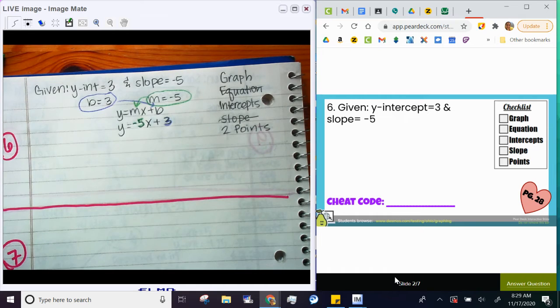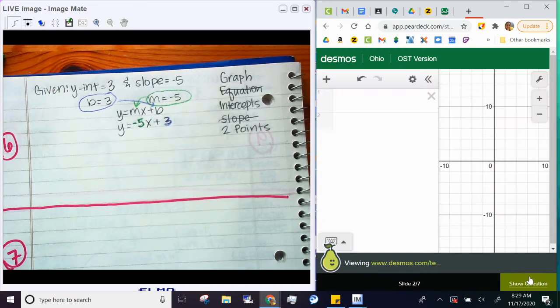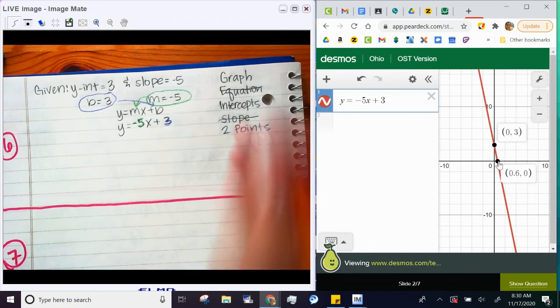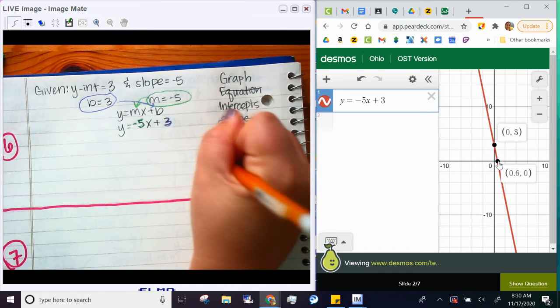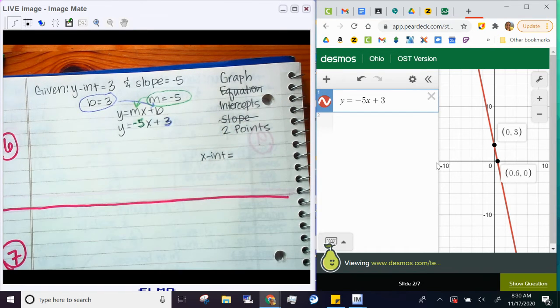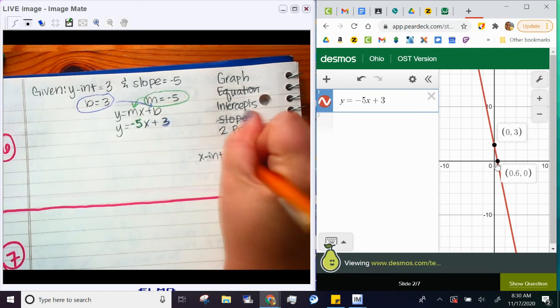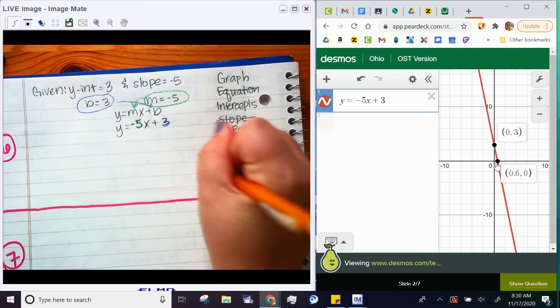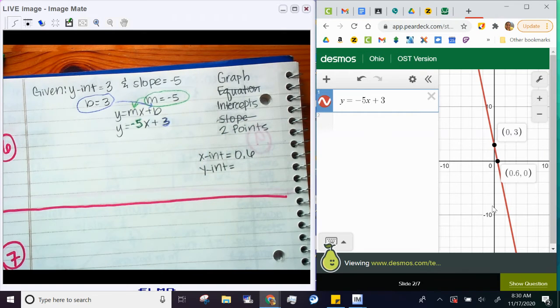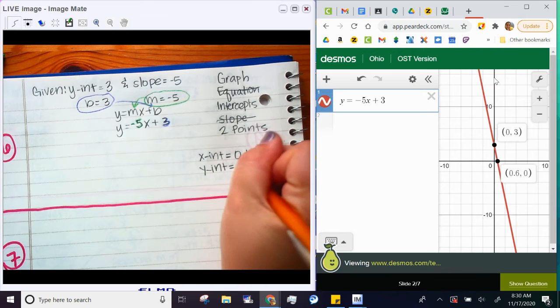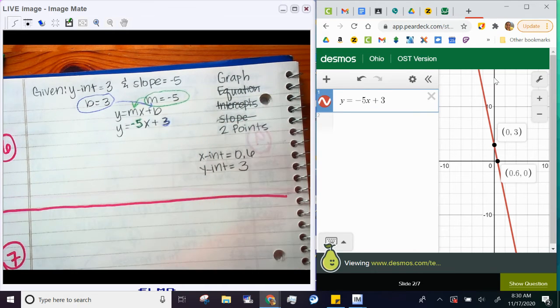Anytime I've got an equation, I'm ready to just straight up put it in Desmos. So I'm going to go to Desmos and I'm going to type it in. Y equals -5x plus 3. Okay. Why don't I do my intercepts because I can see my grid points right now. So my x-intercept this time is the one that crosses the x-axis and x goes across. So it's 0.6. And my y-intercept is the one that goes up and down. And it was actually the one that was already given to us. So that was 3. So my intercepts are done.